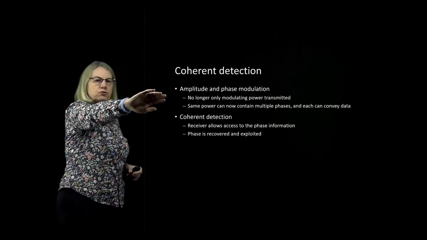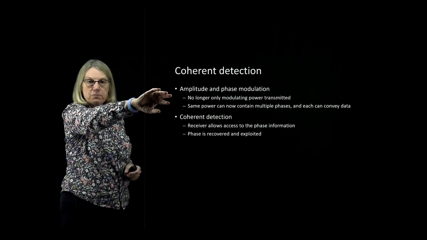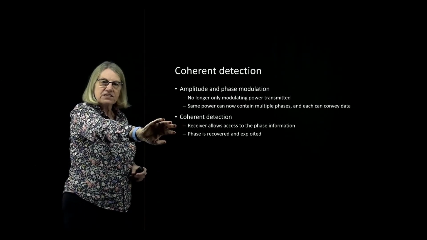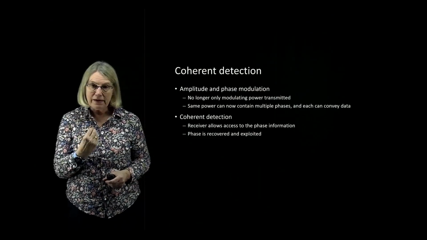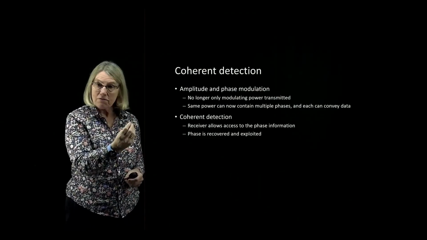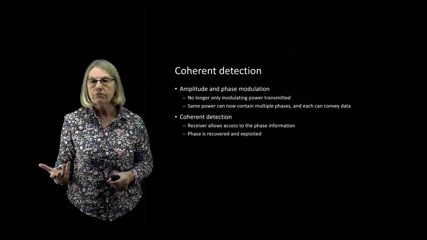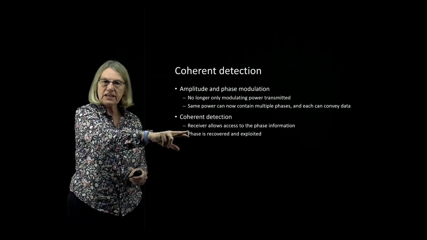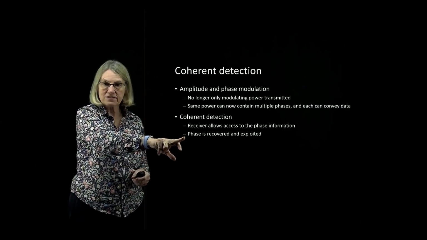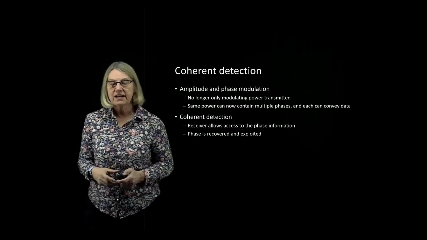Now, if this is my transmitter strategy to use amplitude and phase modulation, then at the detector I need a receiver that actually allows me to observe the phase of the signal, which is not possible with a simple photodetector. We have to find a receiver structure that allows us to recover the phase and to exploit that phase to transmit data.